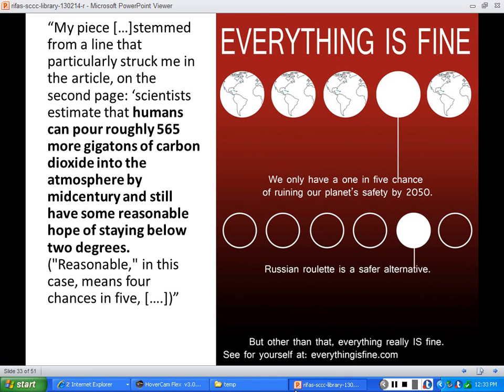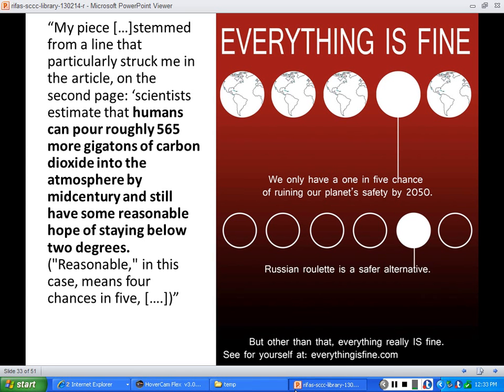And so the graphic, which was an original graphic: everything is fine. We only have a 1 in 5 chance of ruining our planet's safety by 2050. Russian roulette is a safer alternative, where you get 1 in 6 chances. But other than that, everything really is fine. See for yourself at everythingisfine.com.